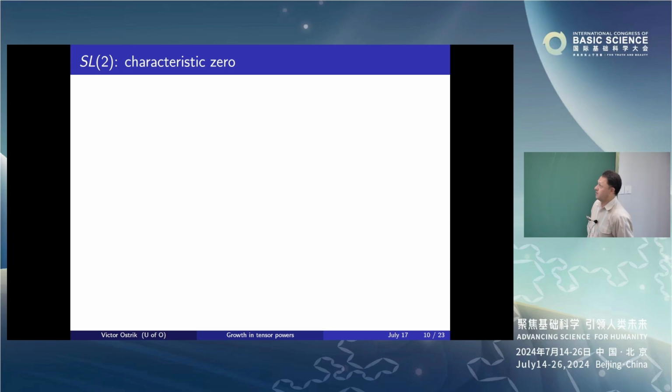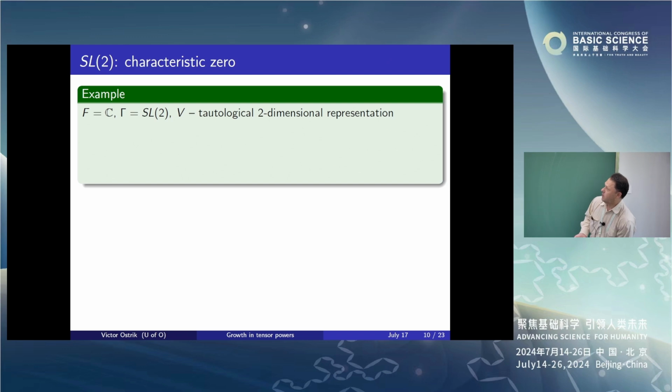Okay, and now let us move to infinite groups. My favorite infinite group is the group SL2, as an algebraic group maybe. Let me start with a discussion of the characteristic zero case, and let us take the most obvious representation, the two-dimensional representation of this group.